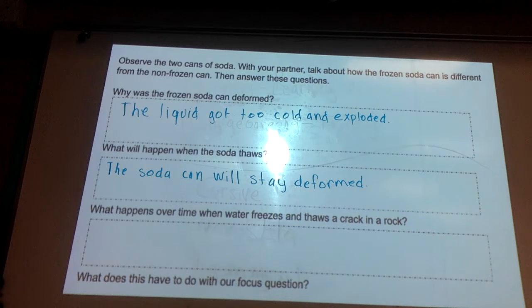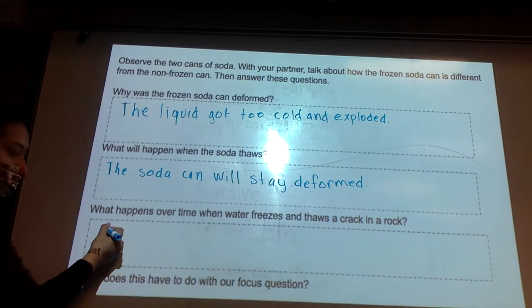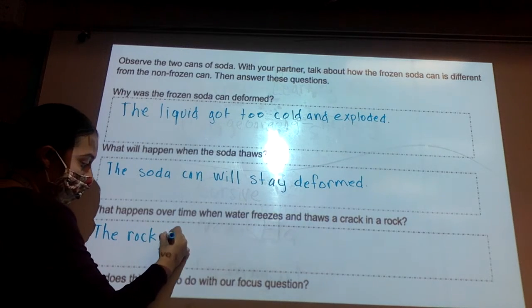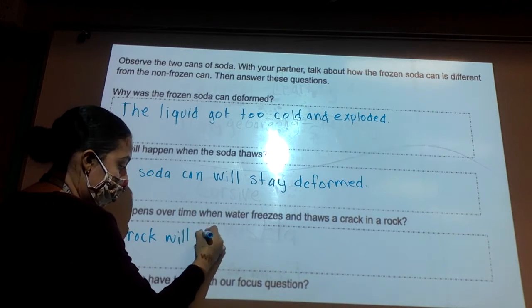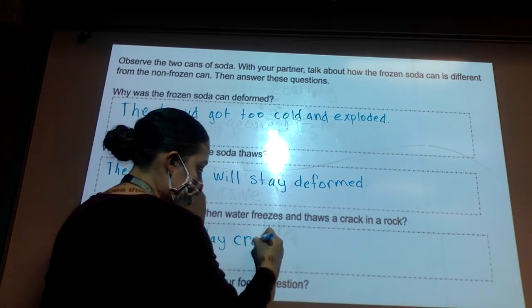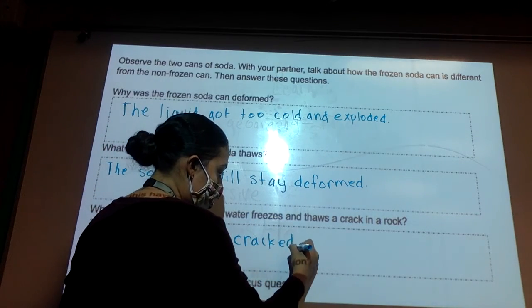Okay. What happens over time when water freezes and thaws a crack in a rock? Does the rock go back to its normal shape? If you break the rock, it's not gonna go back. Good. Okay, so the rock will stay cracked. Okay.